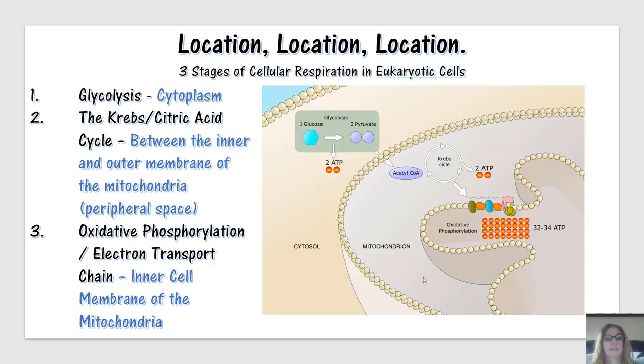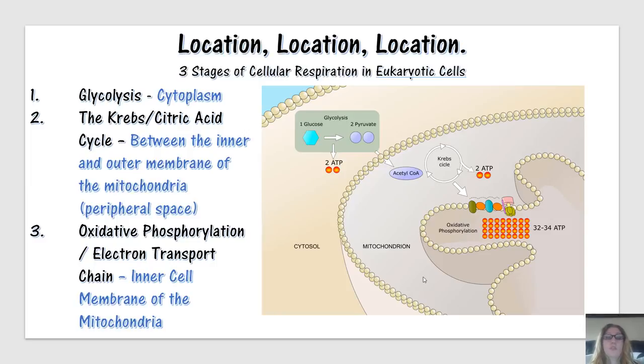In a eukaryotic cell, glycolysis is going to take place in the cytosol or in the cytoplasm. Just so you know, in prokaryotes, in the next slide, you'll notice that that is also the same. So eukaryotes and prokaryotes both have glycolysis taking place in the cytoplasm. You could also say cytosol, which is just the intracellular fluid. That would also be correct.